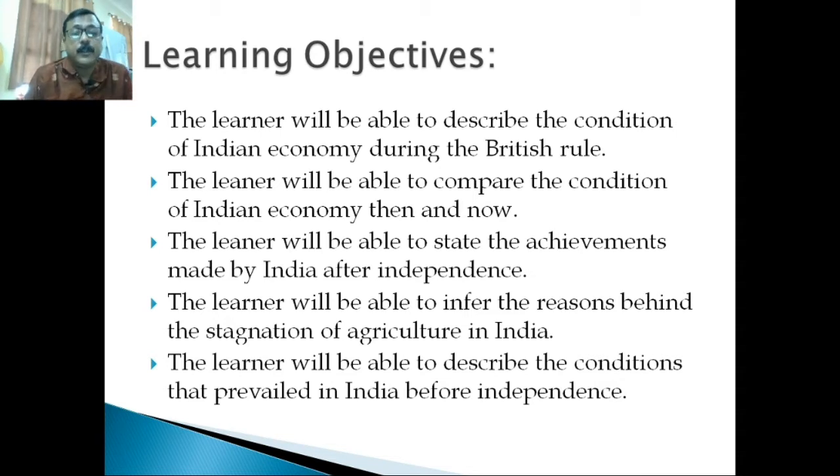Then the learner will be able to state the achievements made by India after independence. The learner will also be able to infer the reasons behind the stagnation of agriculture in India. That means the students will be able to tell why agriculture stagnated in India during the British period. And finally, the learner will be able to describe the conditions that prevailed in India during the British period before independence.